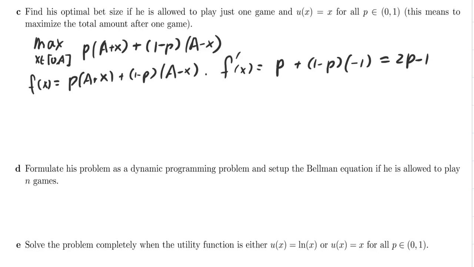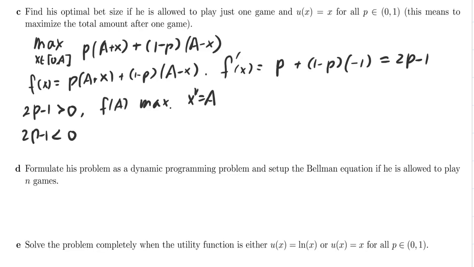And this is a constant, so we need to look at whether the constant is positive or negative. If it's positive, then the function is increasing, so that means f of a is the max. That means we should bet everything. If 2p minus 1 is less than 0, then the function is decreasing, so f of 0 is maximal, right? And that means x star is equal to 0.